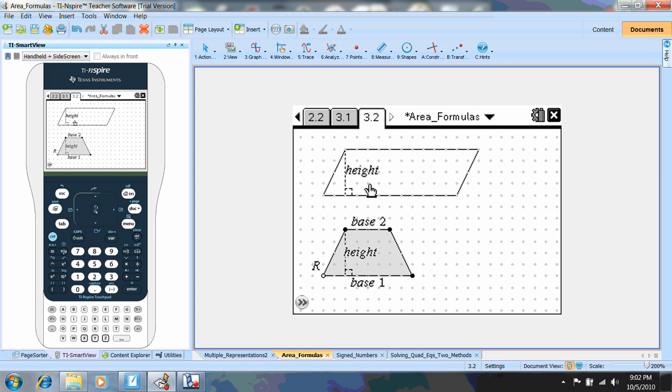And finally, for a trapezoid, we have the same idea. And what's kind of cool about this, again, is you grab point R, pull it around, and two of those trapezoids make up one parallelogram, and you can see why we get the formula for the area of a trapezoid.